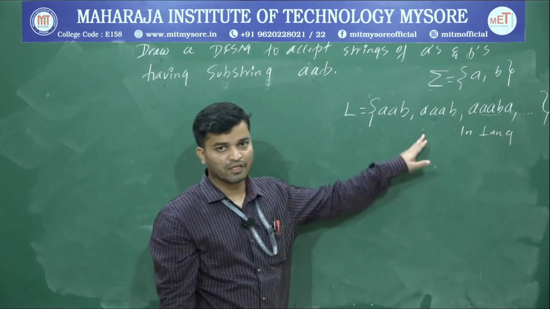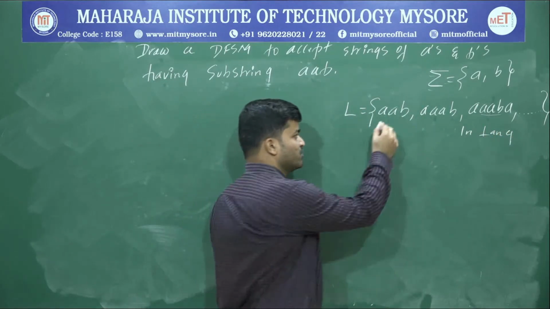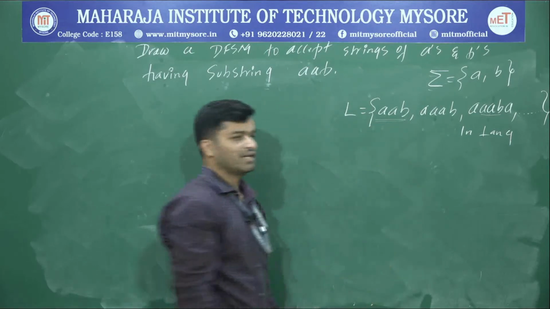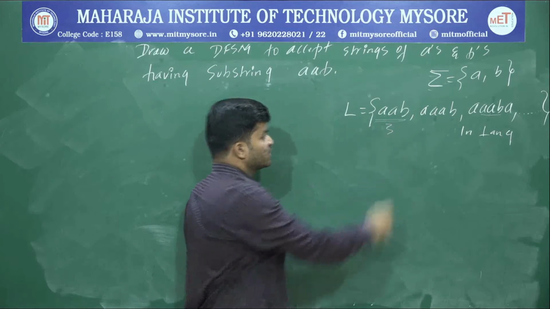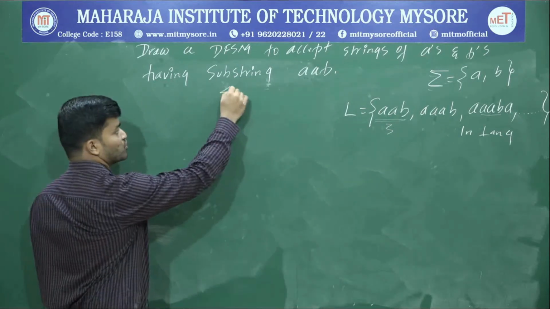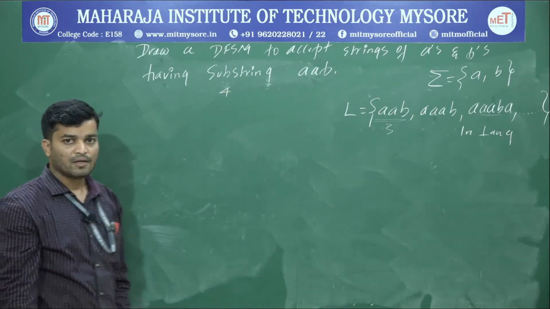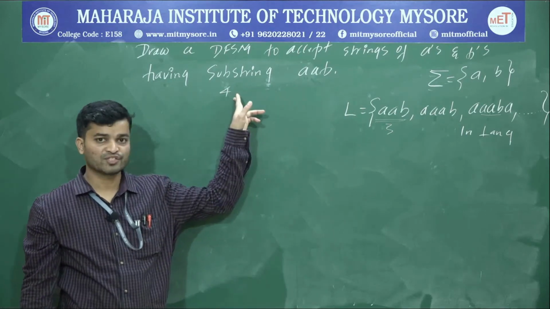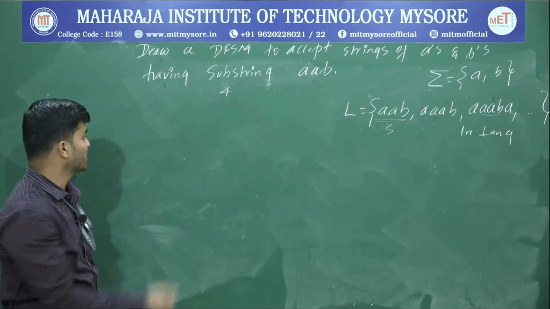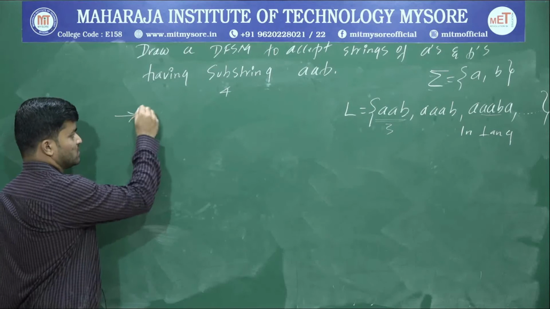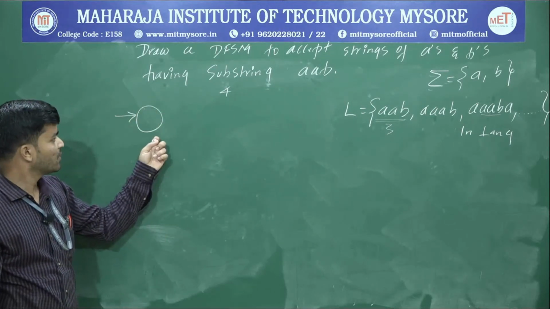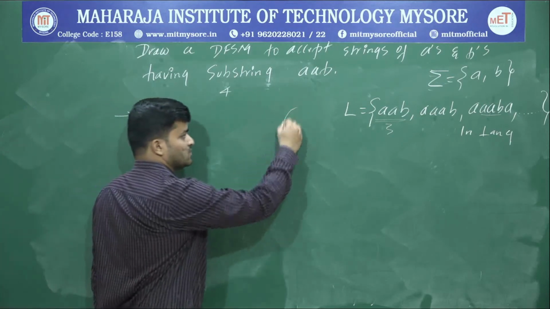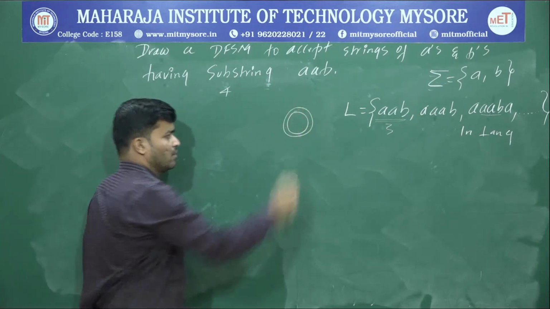Whenever the language is infinite, just underline the minimum length string. And what is the length of the minimum length string? 3. If it is 3, how many states do I have to write? 4 states. If the length is 3, I have to go with 4 states. How to write the start state? Arrow with a circle. And how to write the accepting state? Double circle.